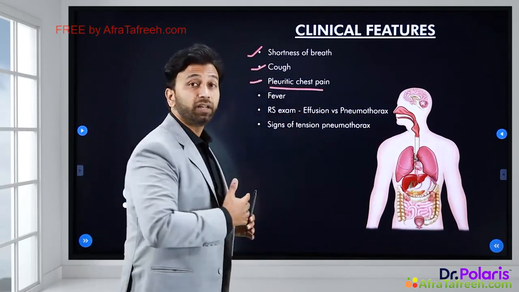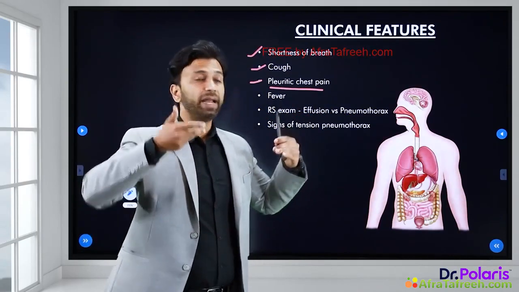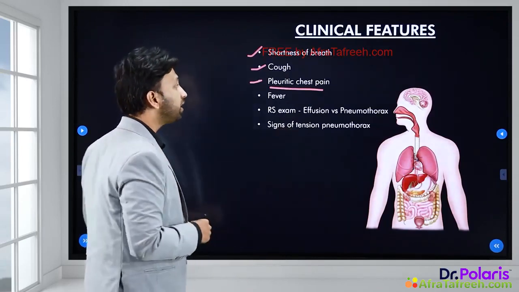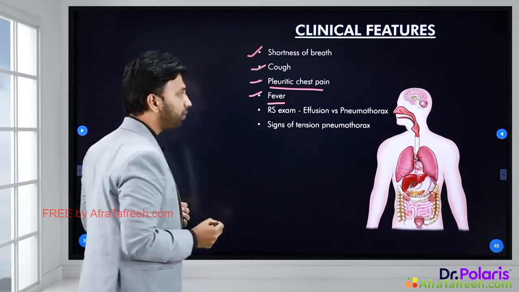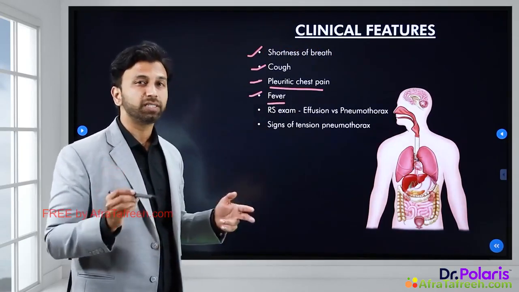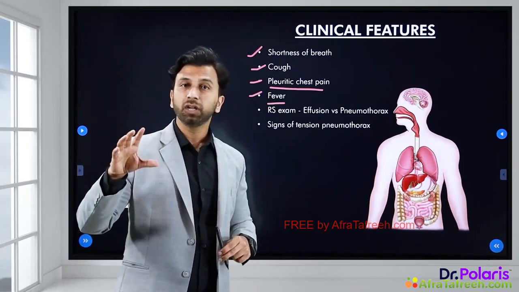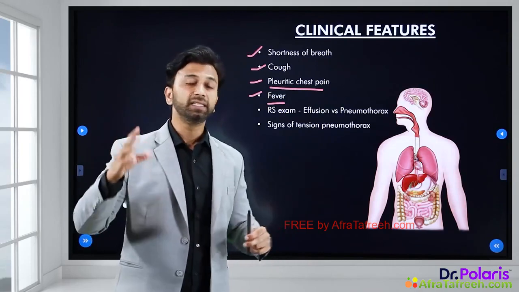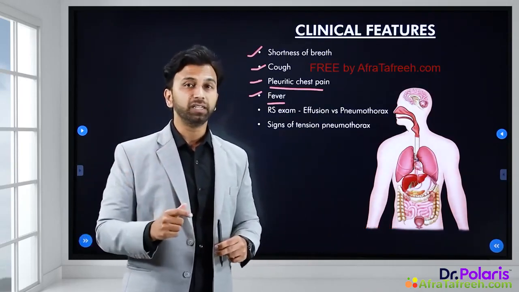Whenever the individual moves about or takes a deep breath, that individual can have an increased aggravation of this pain. There can be constitutional features such as fever. And as I told you, percussion is one important sign, because when you auscultate an individual with pleural effusion or a pneumothorax, there is a reduced air entry in both of them. Now, how do you differentiate it?